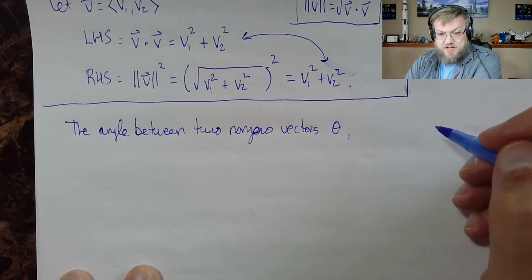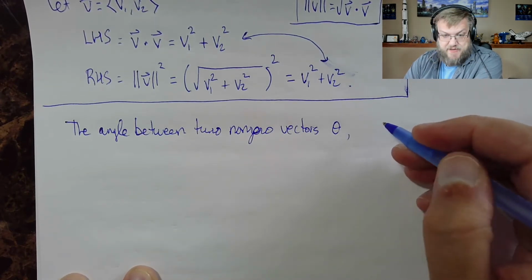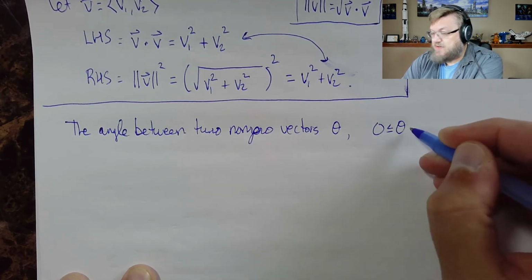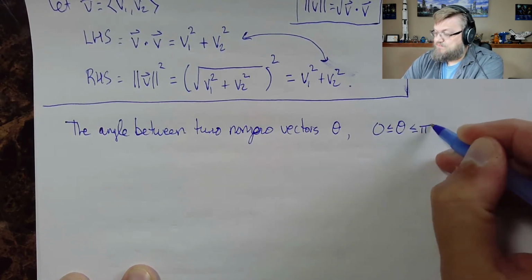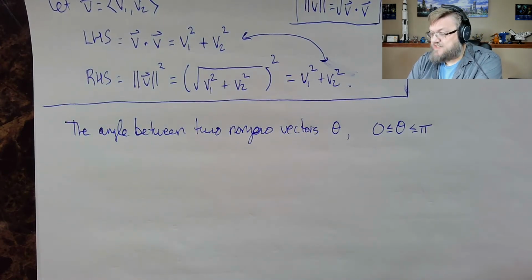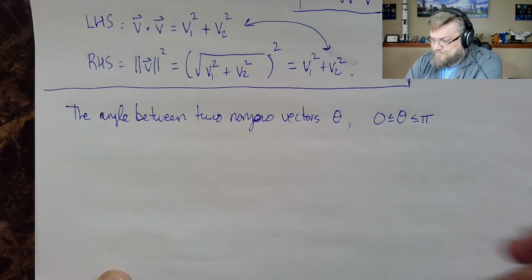And right away, I'm going to make a restriction. Theta can't be anything it wants to be. I'm going to force it to be between 0 and pi radians. Okay. The angle between two non-zero vectors, right?